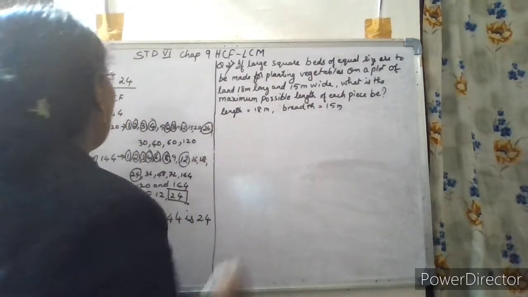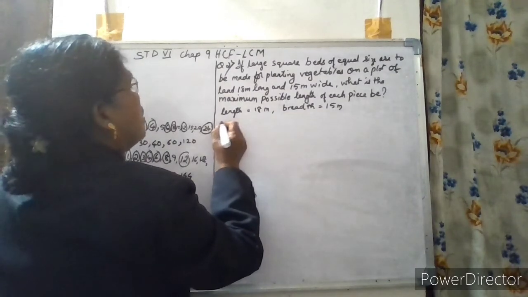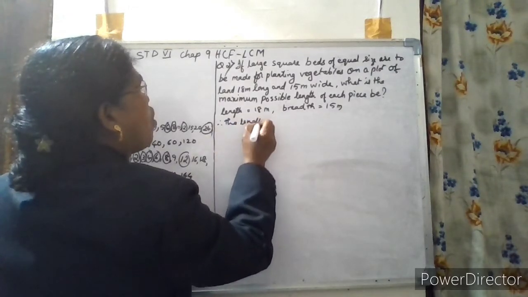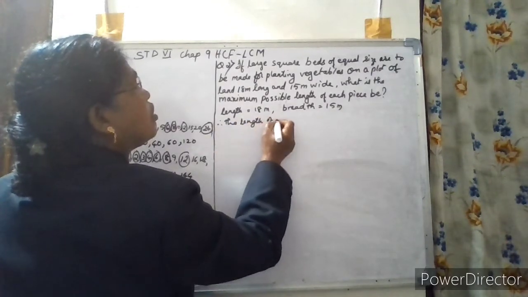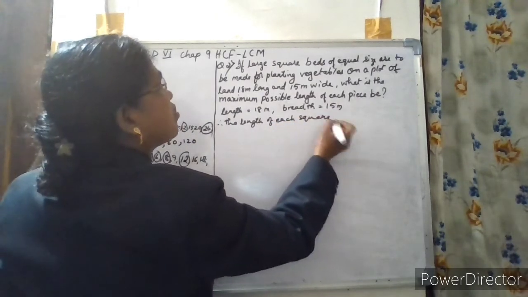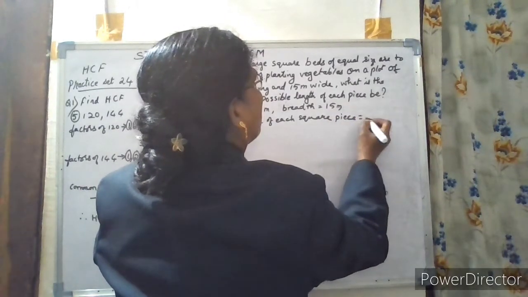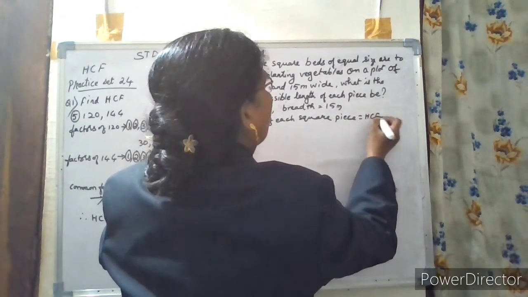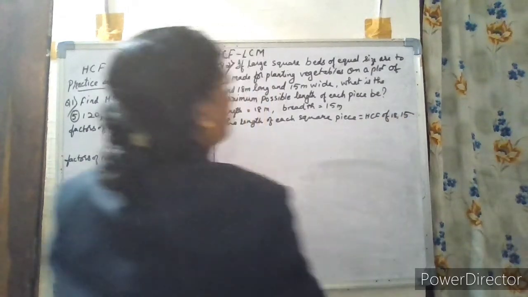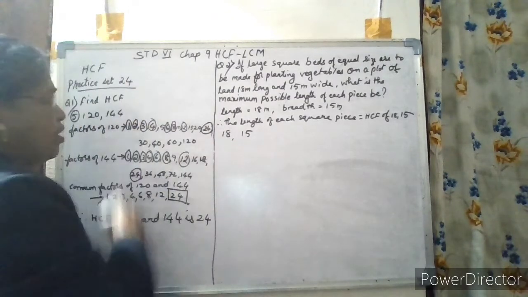So we will find out the length of each square piece. Therefore, the length of each square piece is equal to HCF of 18 and 15. So let us take 18 and 15 and find out in this manner only.